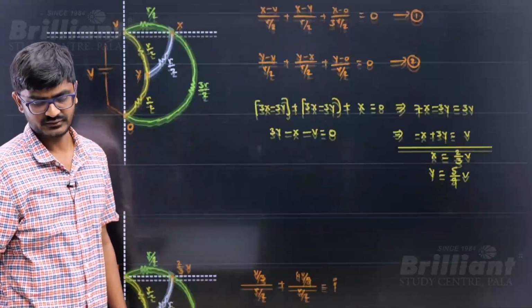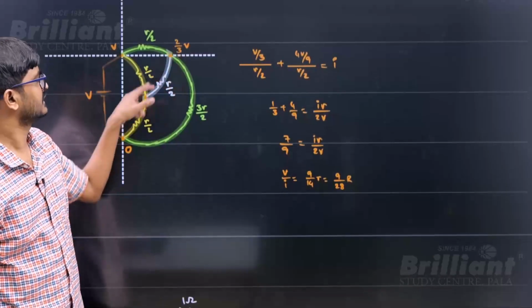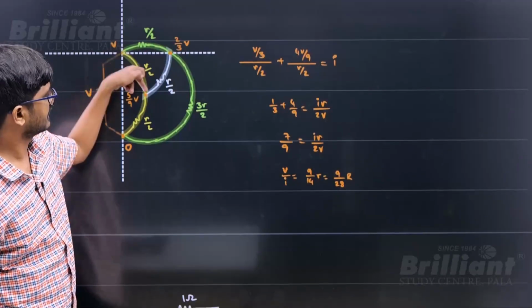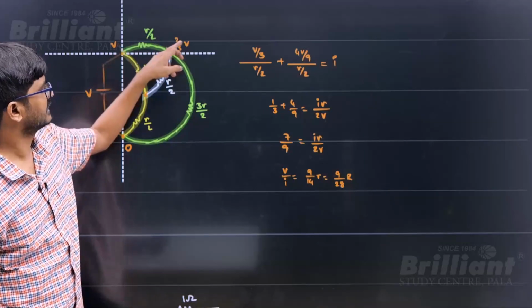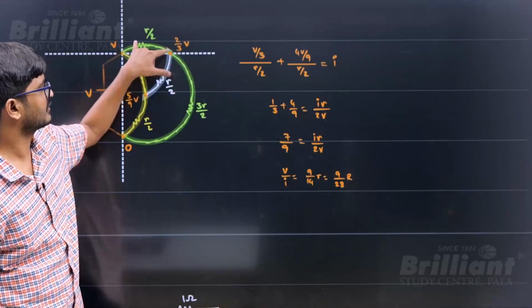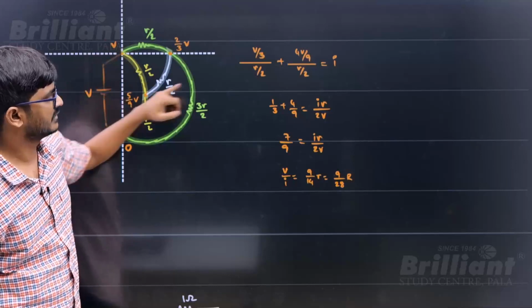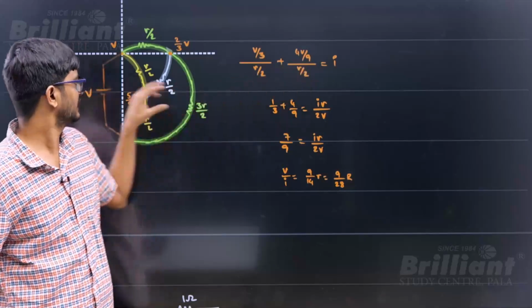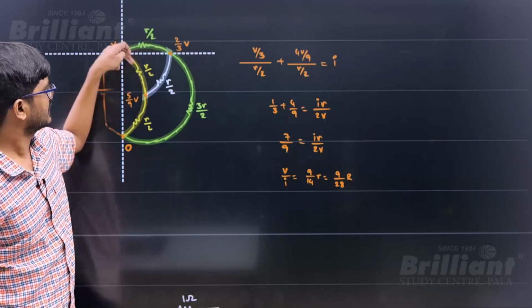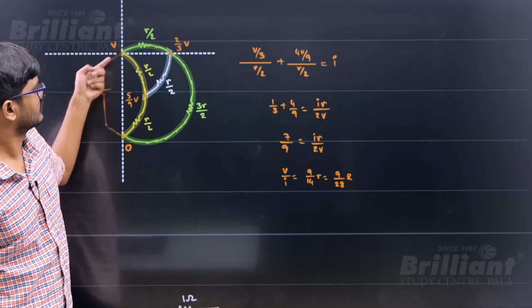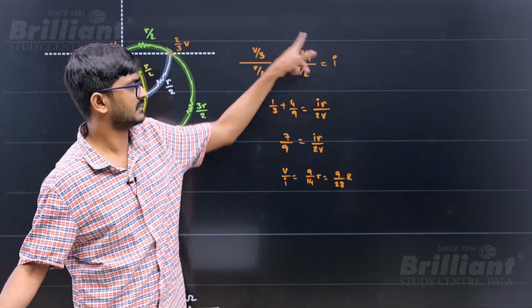Once I get the values of X and Y, I'll just substitute them and find the current in this branch, and the current in this branch. This current is V minus 2V by 3, which is V by 3, divided by R by 2. This current is V minus 5V by 9, which is 4V by 9, divided by the resistance R by 2. The sum of these two will be the current in this, so this is the current delivered by the battery.